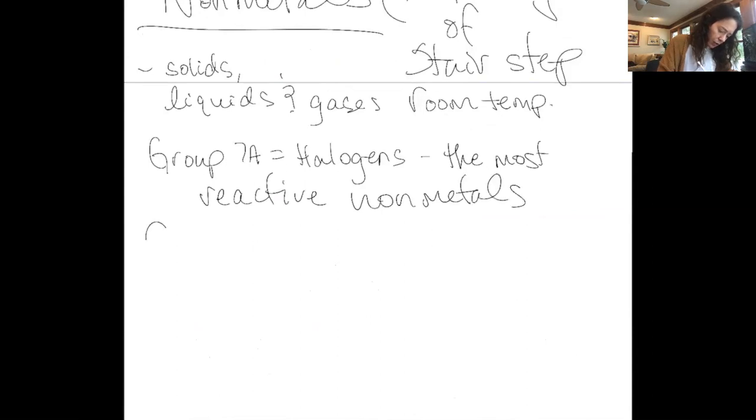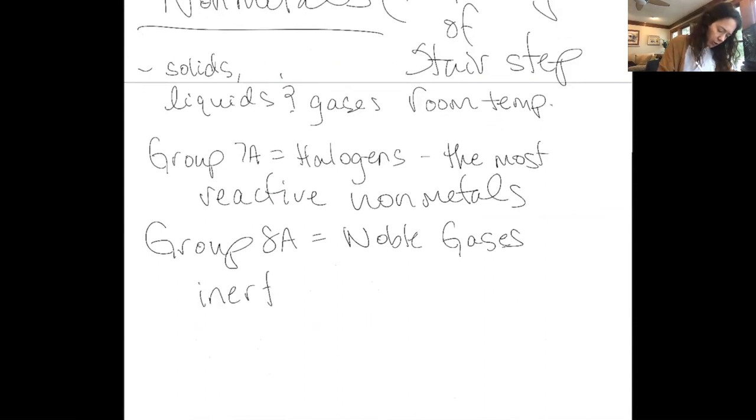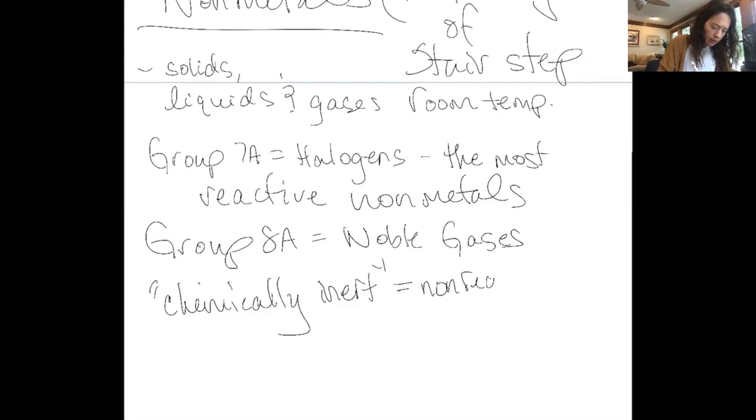Okay. Group 8A are your noble gases. These are inert. Actually, I'm going to rewrite that. I'm going to write chemically inert, which means they are non-reactive. Why, later.